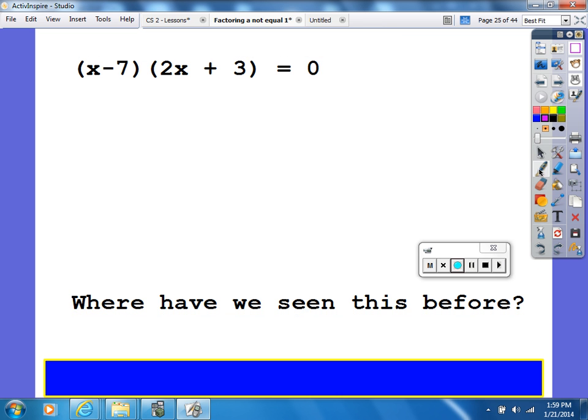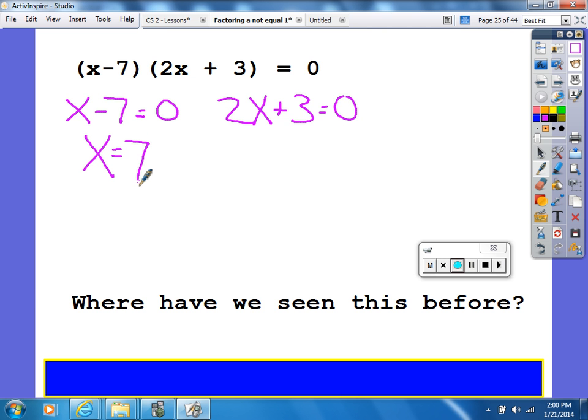x minus 7 equals 0 and 2x plus 3 equals 0. So go ahead and solve both of those equations. So here I have x equals 7. And over here, I'm going to have x equals negative 3 over 2. Raise your hand if you got those there.